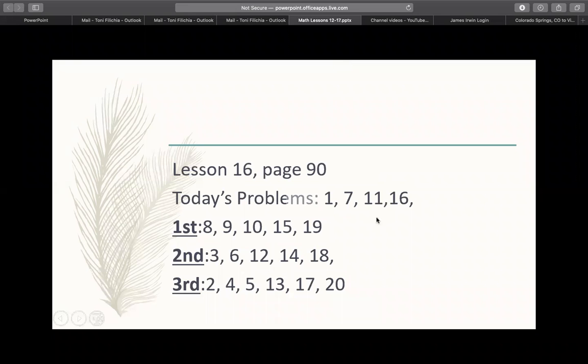Okay, and here is our homework page. Lesson 16, page 90 out of your Saxon book. I will attach the Saxon pages to the Infinite Campus assessment. And today's problems, first, second, and third.